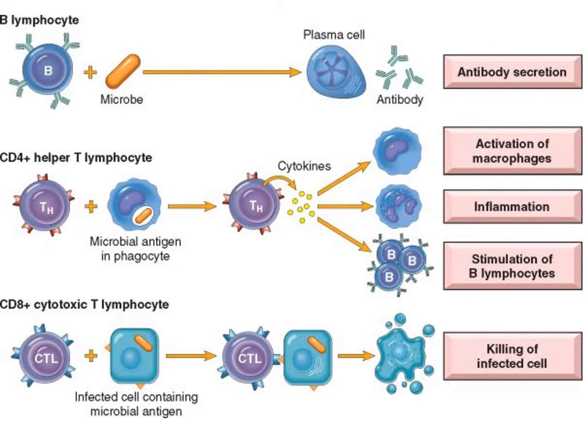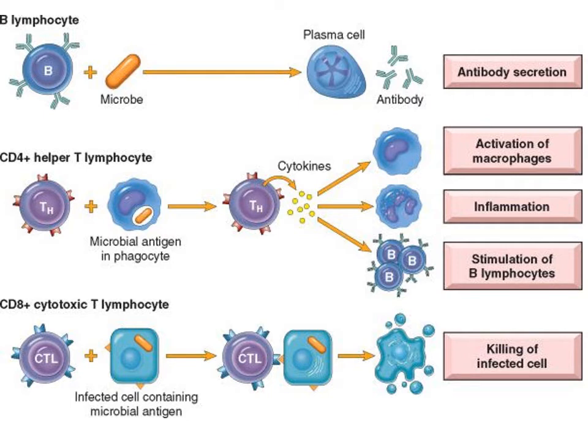This flowchart summarizes what we have discussed before. This is a B lymphocyte and it has immunoglobulins attached on its surface. When it comes in contact with the microbe, what happens? It forms plasma cells, and these plasma cells give rise to antibodies, and antibody secretion takes place. These antibodies bind with those microbes, and then the complement system is activated and results in lysis of those microbes. CD4 helper T lymphocyte.